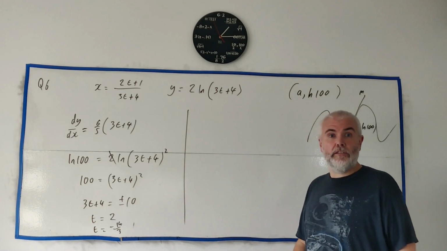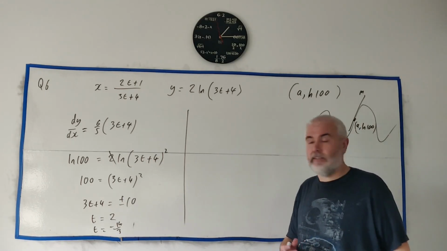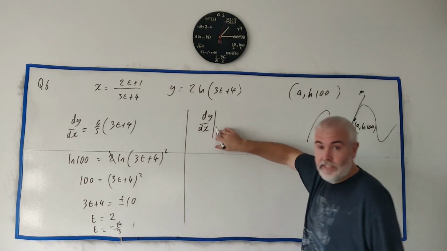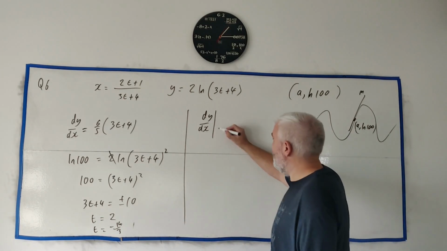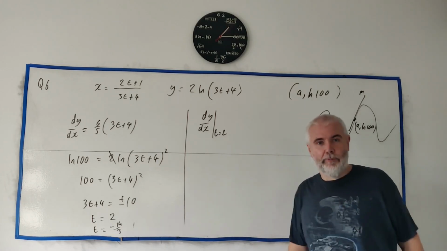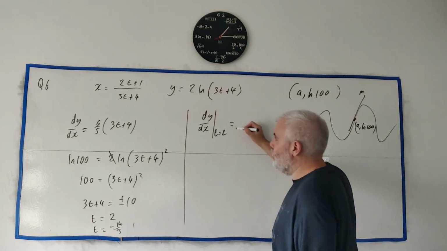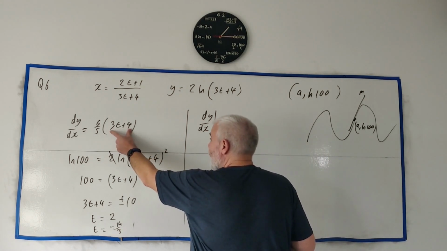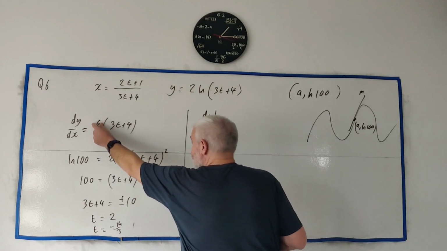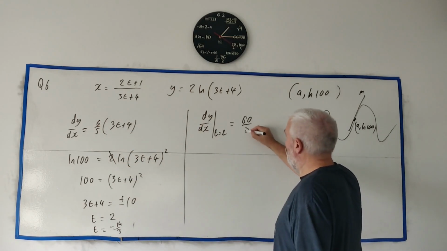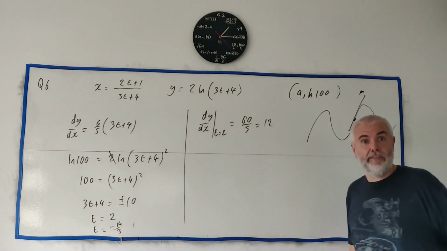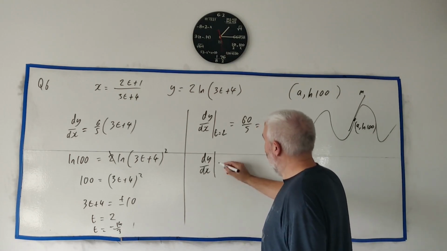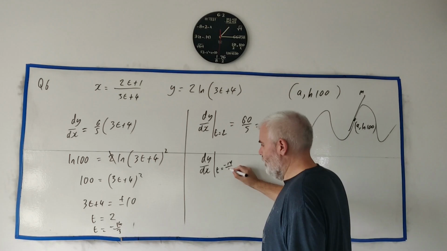What they asked us was to find the slope, dy/dx. So let's try that again. One more go at this. dy/dx. We don't know what x is, we don't know what y is, but we now know what t is. t equals 2 is one of the possibilities. We put that in. Put 2 in here, we get 6, plus 4 is 10. 10 times 6 is 60 divided by 5. 60 over 5 is equal to 12. That'd be one answer. Another answer would be this, t equals minus 14 over 3.